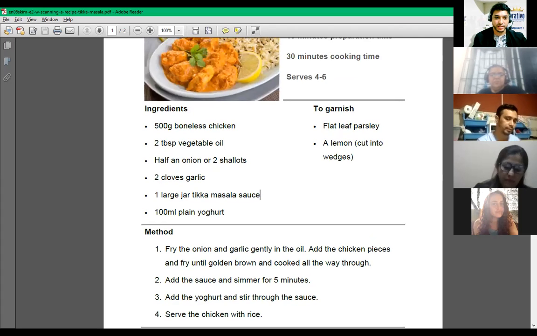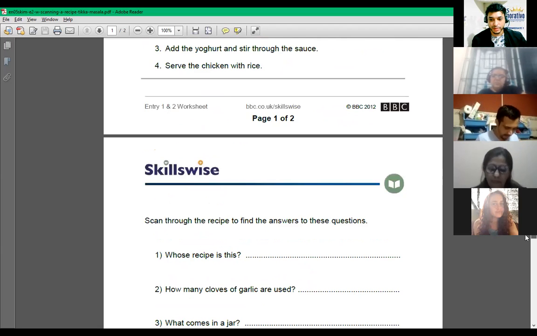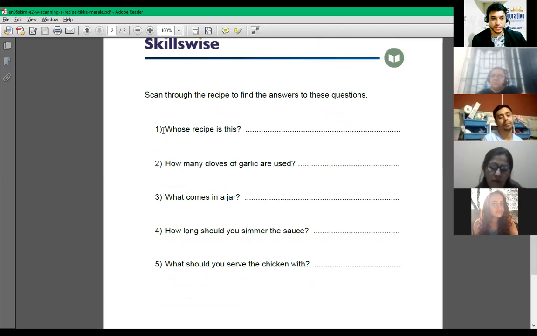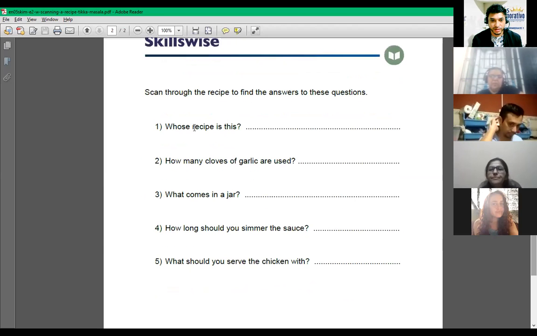An important tip is that first you have to know what you want to find. You have to know the information that you want to know. You need a question, so you can scan directly for the information. Then you have to look for keywords. For example, how many cloves of garlic? Then in the paragraph, you look for these words, cloves of garlic. When you find these words, you will find the answer.